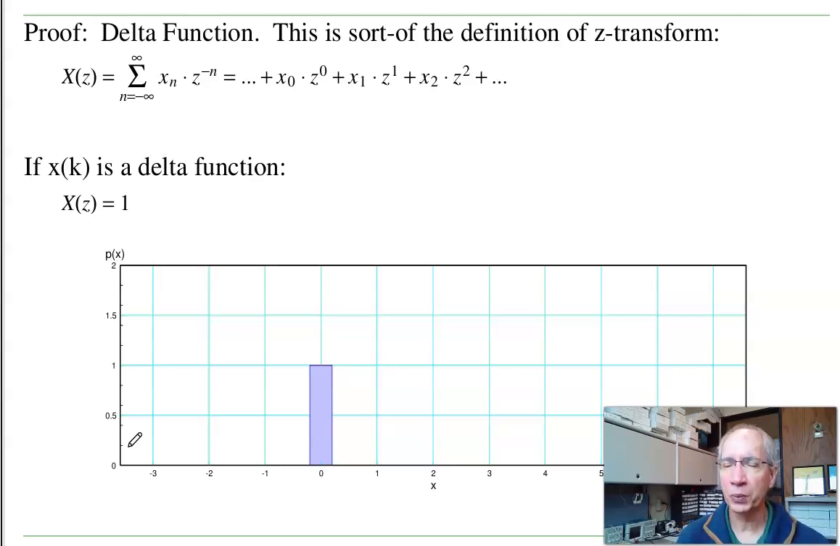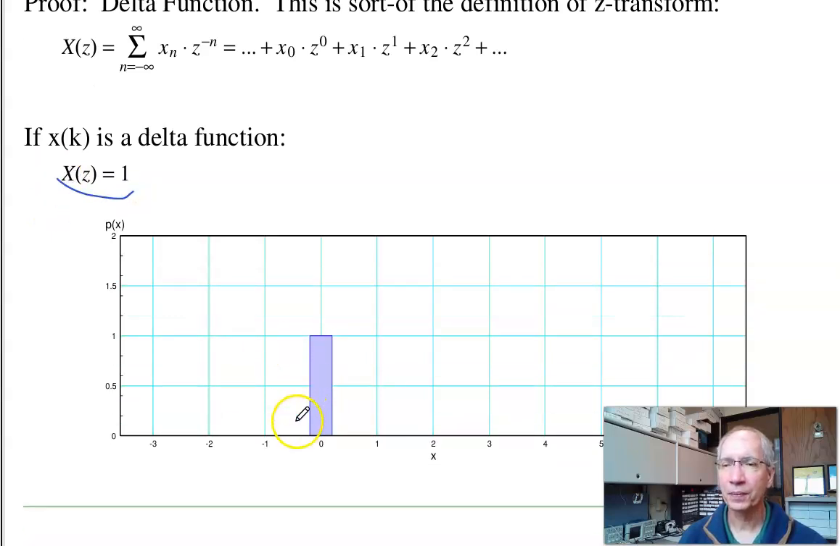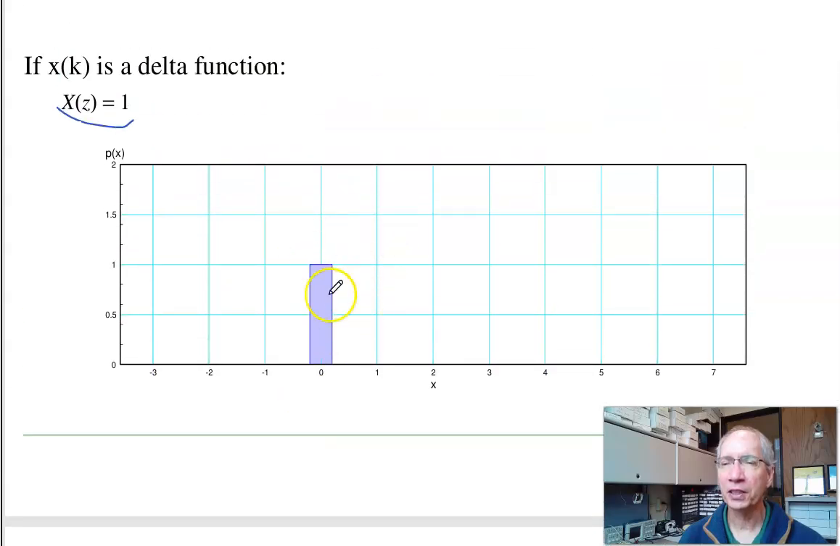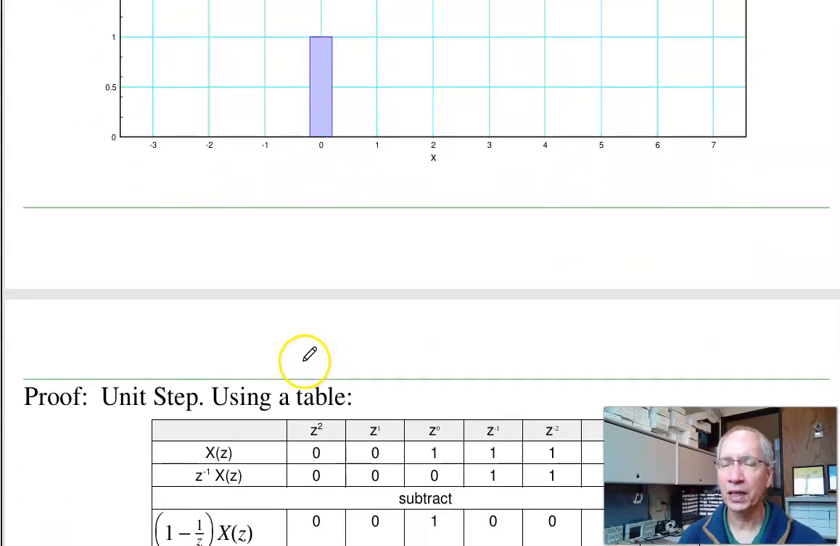Delta function is 1 at k equals 0, 0 elsewhere. Kind of by definition, that means the z transform is 1 plus 0 over z plus 0 over z squared, 0 over z cubed, and so on. The z transform is just 1. That's basically a definition. Again, that's the delta function in the z-plane, 1 at k equals 0.